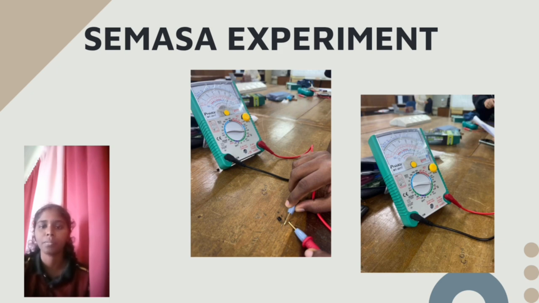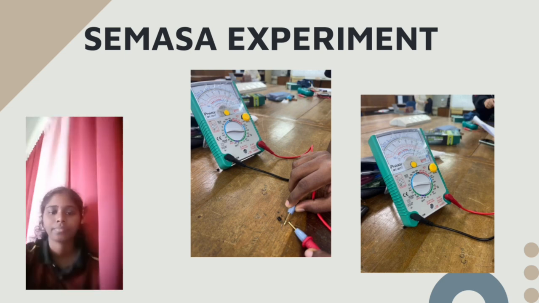Firstly, I would like to explain the objective of the experiment. The first objective is to identify the type of transistor, which is NPN or PNP. Secondly, to determine which terminal is the base, emitter and collector of the transistor. And thirdly, to measure the junction characteristics using a multimeter. Next I would like to explain the procedure of the experiment.